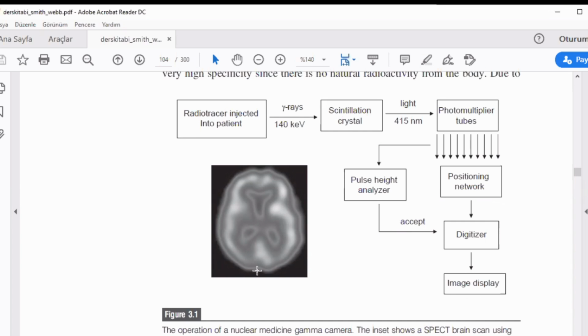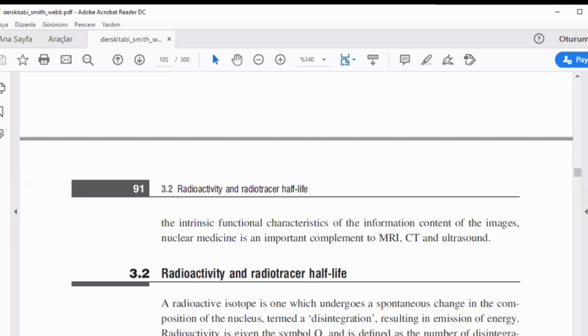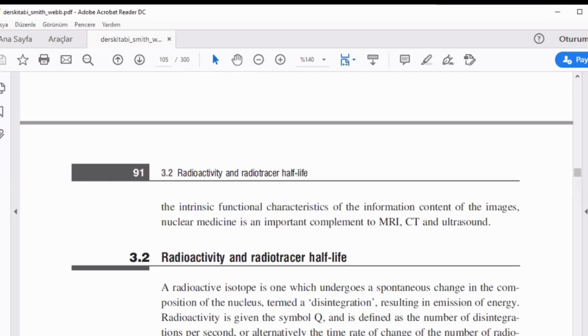Here is a sample image of the head after a SPECT technique. You see the boundaries, you cannot resolve the organs, etc. But these shades of white and gray or dark gray give very valuable information to the doctors about the physiology or operation of the tissues or organs. So this is the system.